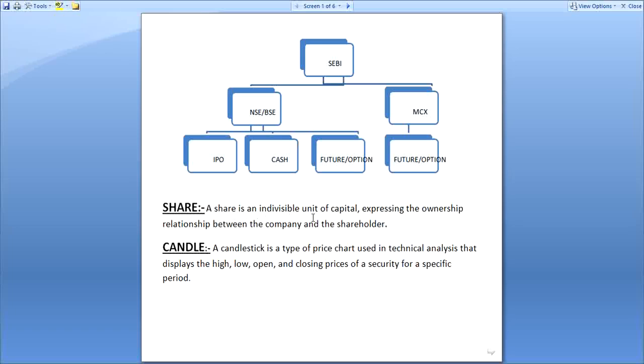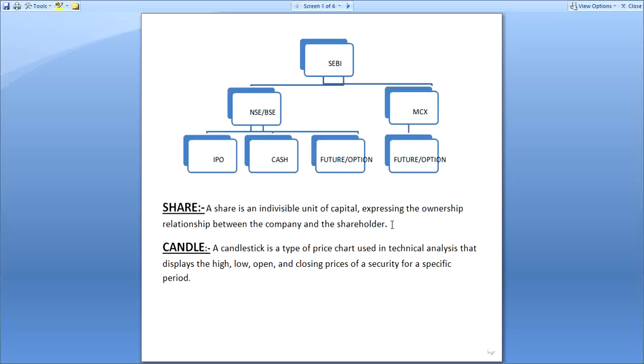So let's see what a share is. A share is an individual unit of capital expressing the ownership relationship between the company and the shareholder. In a simple way, we can say if we buy a share, then we are the owner of that particular one share of that company, whatever the value of one share is. So that is a share. Shares are traded in the market exchange.